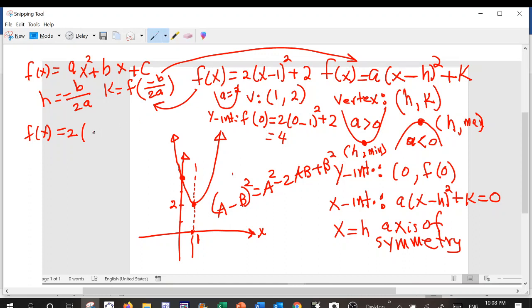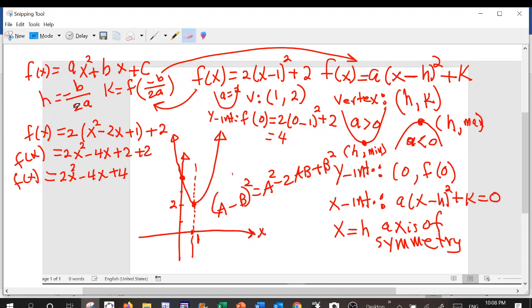So it would be x squared minus 2 times 1 times x is 2x plus 1 and then plus 2. So that is 2x squared minus 4x plus 2, which is 2x squared minus 4x plus 4. So that's our f of x.